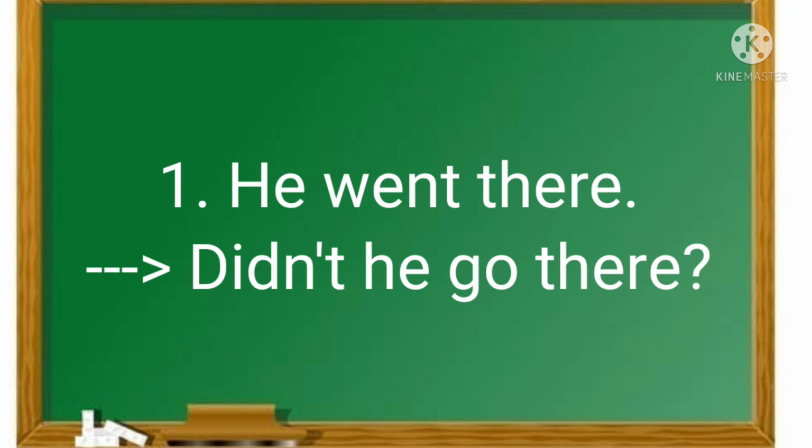Then you have to see if there is any not. So not is missing here, that means you have to introduce not. How will you write? An apostrophe T. So didn't. Okay, the other parts will remain the same. Didn't he, but went you cannot write. Why? Because after did you always have to write down the present tense of the verb. So instead of writing went, you have to write down go. So, didn't he go there? Finally there should be a question mark.